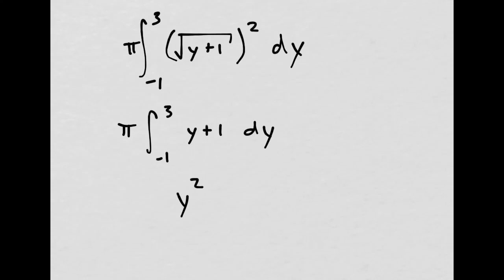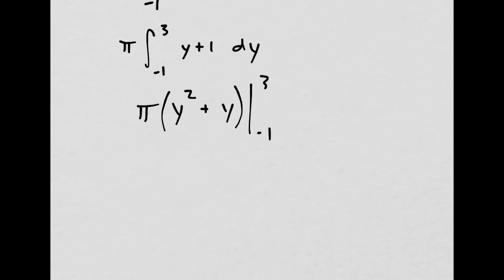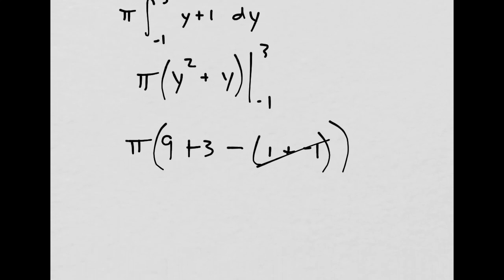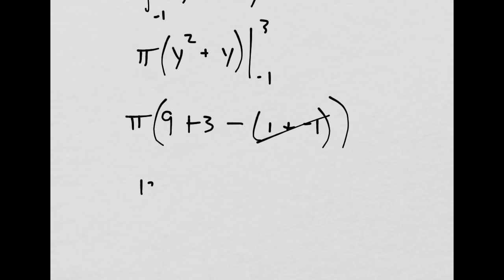That'll give me y squared plus y, evaluated from -1 to 3. There's the pi there, and 3 squared is 9, plus 3, minus 1 plus -1. That goes away. That's beautiful. And then a pi outside. So 9, 10, 11, 12. 12 pi. Sweet.